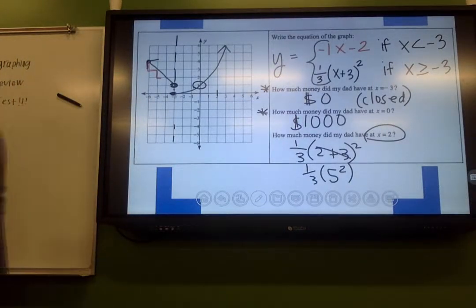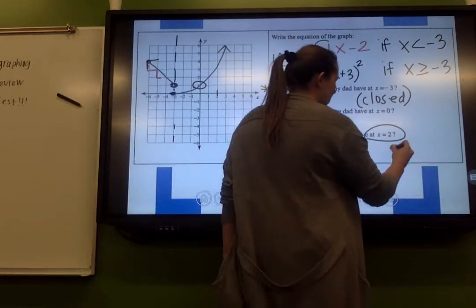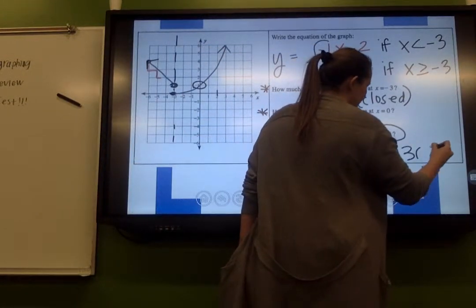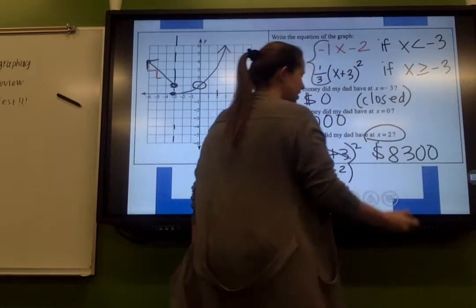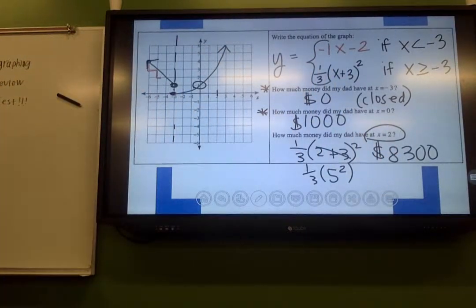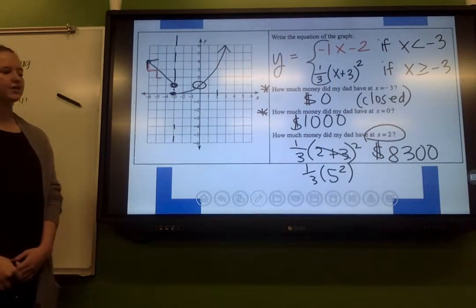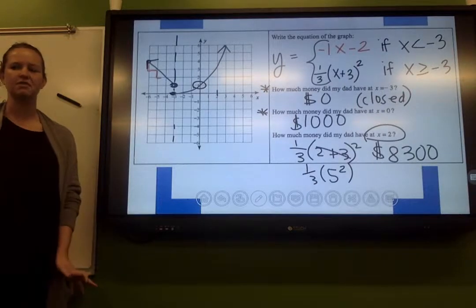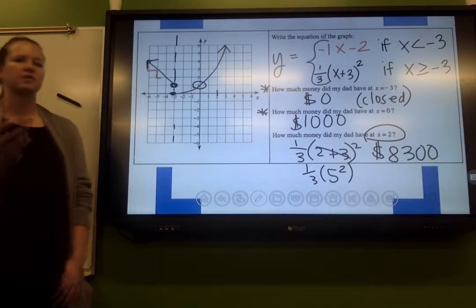8.33333. Awesome. Okay. So 8.3 is like 8. And remember, this is in thousands. So by x equals 2, had about $8,300. Sort of. Okay, what questions do you have about this? Yeah.